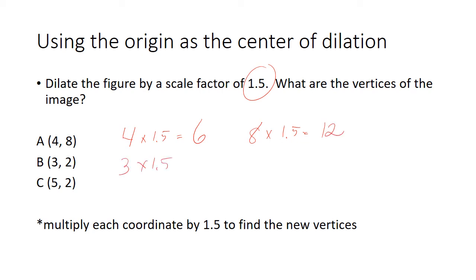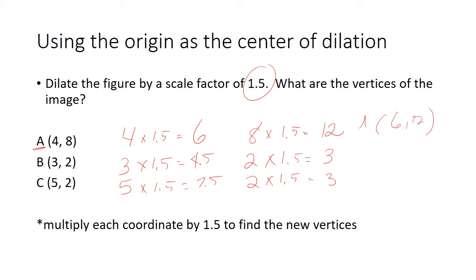3 times 1.5 gives us 4.5. 2 times 1.5 gives us 3. 5 times 1.5 gives us 7.5. And 2 times 1.5 gives us 3. So our new point is going to be at (6, 12). It's going to correspond with A, so this would be A with a little hash mark there. Point B is going to be (4.5, 3), and point C is (7.5, 3).